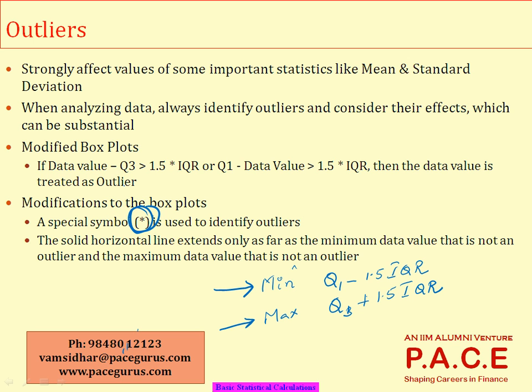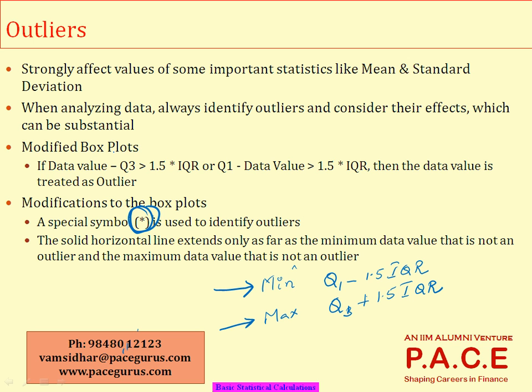So they have modified the traditional box plot. Instead of taking the minimum and the maximum values from the original data, they started considering the minimum to mean Q1 minus 1.5 times the interquartile range, and the maximum to mean Q3 plus 1.5 times the interquartile range, and then use that to plot your box plot. And if any actual data value is lesser than this artificial minimum or greater than this artificial maximum, they started identifying them as outliers.